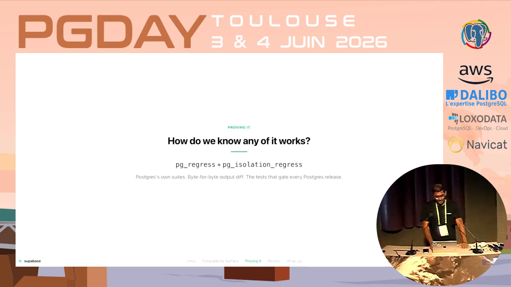There is a sibling suite, the PG isolation test, that does the same thing, but for concurrency. There are multiple sessions coordinating, taking locks, waiting on each other. These are some of the strictest correctness checks that Postgres has, and they are literally the tests which gate every single core Postgres release. So our idea was very simple: let's just point Postgres' own regress suite at our proxy. If the tests pass, then it's behaving like Postgres. If it doesn't pass, then we will know exactly what's wrong.